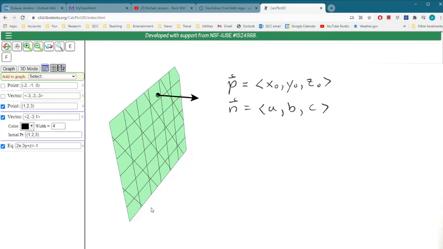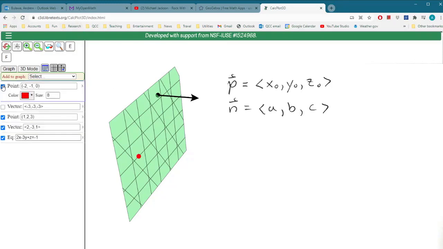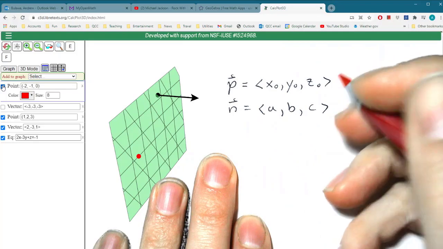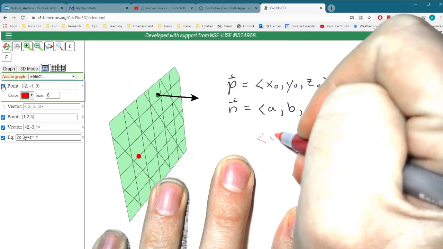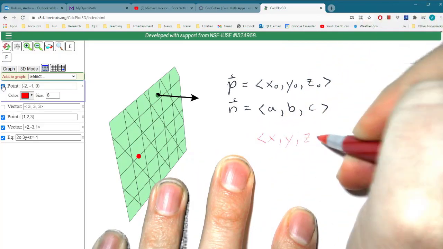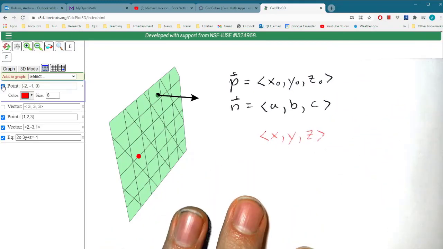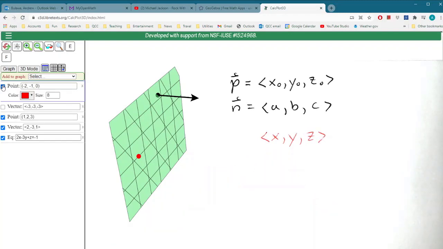Okay. So now what we want to do is write down an equation for this plane. So for any point with coordinates x, y, z, what equation do those coordinates have to satisfy to be on here? Okay, so let's pick another point on the plane, right here. That's a red point, so let's use red here. This is going to be the point x, y, z. There we go. So that red point has coordinates x, y, z.